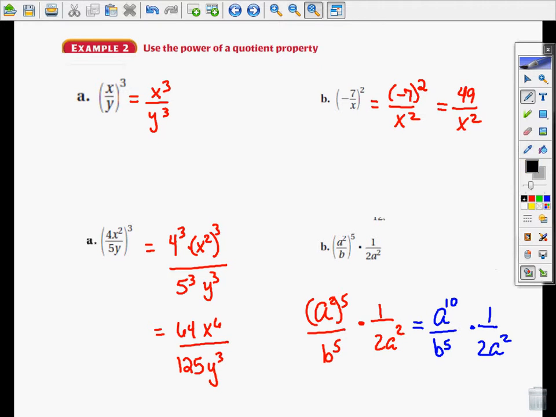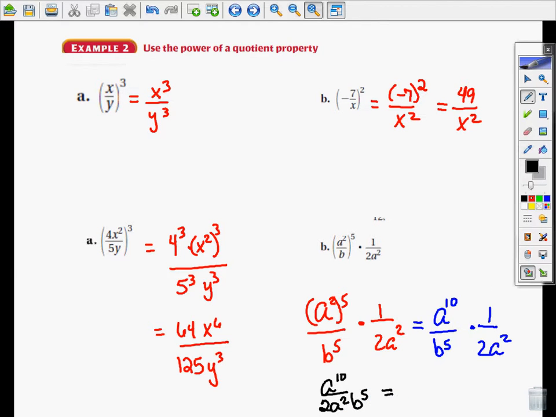Now I'll take it down here. I'm just going to multiply. A to the 10th times 1 is a to the 10th. B to the 5th times 2a squared, we're going to put the coefficient first, and then we'll put it alphabetical. So 2a squared b to the 5th.